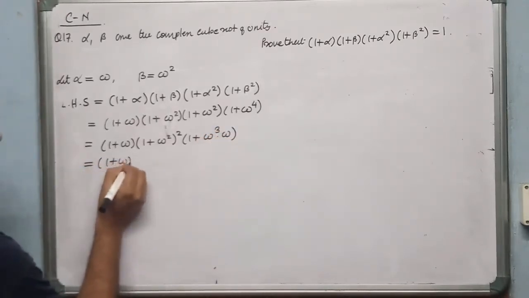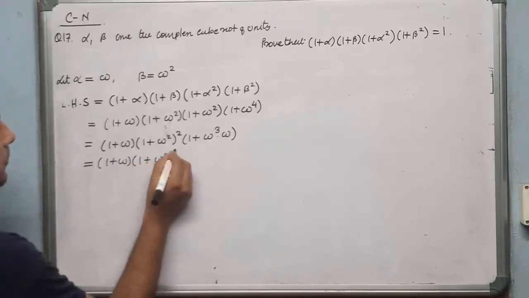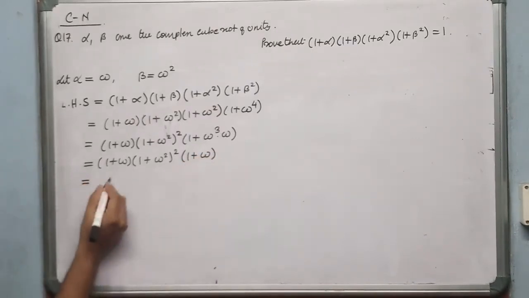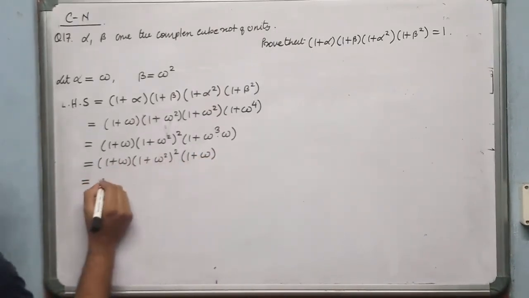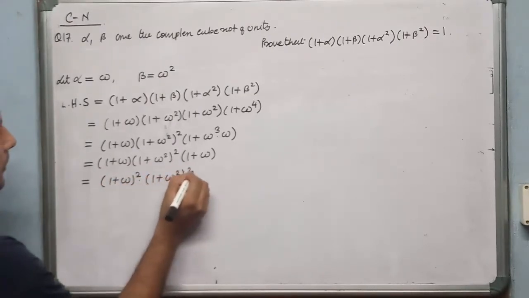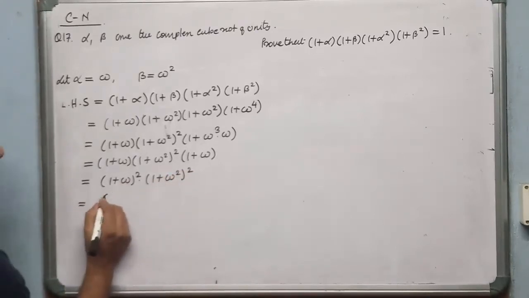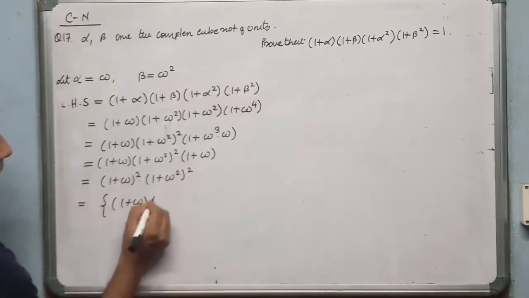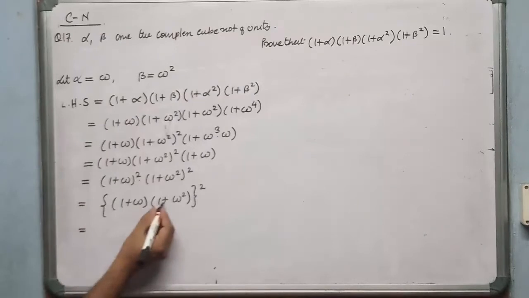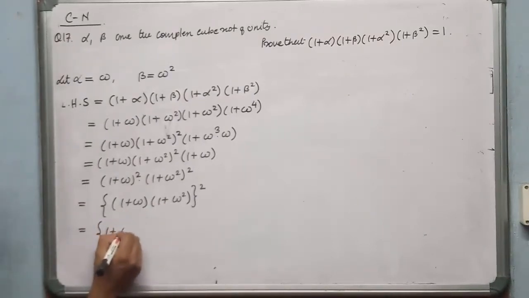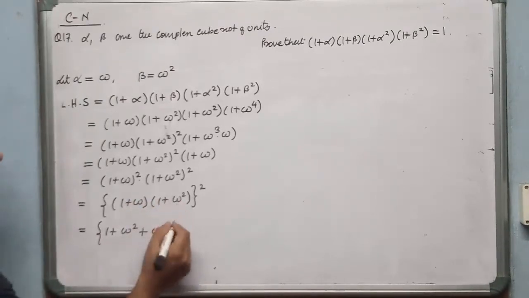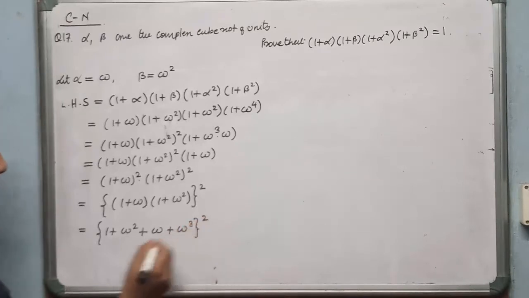Now you know the value of omega cubed is 1. Omega cubed is 1, and 1 into omega is omega. Again we have two similar quantities: (1 plus omega) and (1 plus omega) give (1 plus omega) whole square, and (1 plus omega square) twice give (1 plus omega square) whole square. Now both the quantities I'll write within one square, that is ((1 plus omega)(1 plus omega square)) whole square. Now I'll multiply these two.